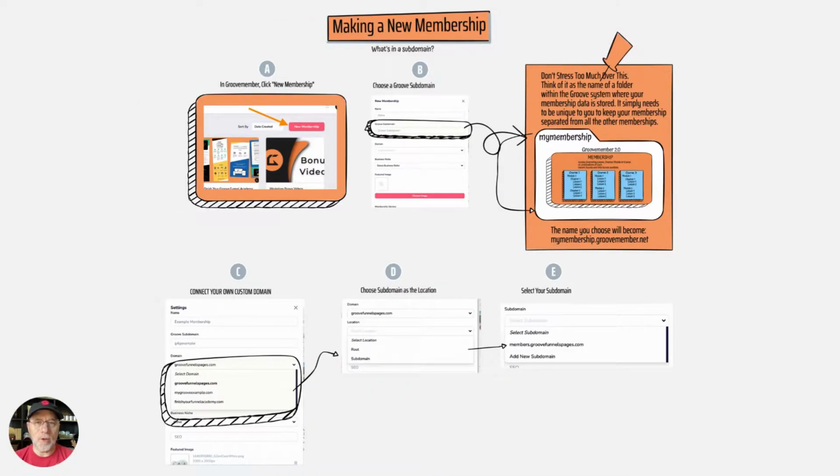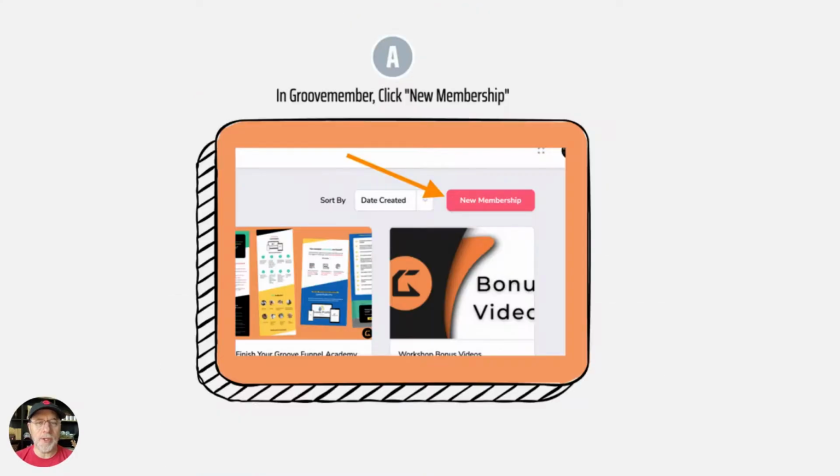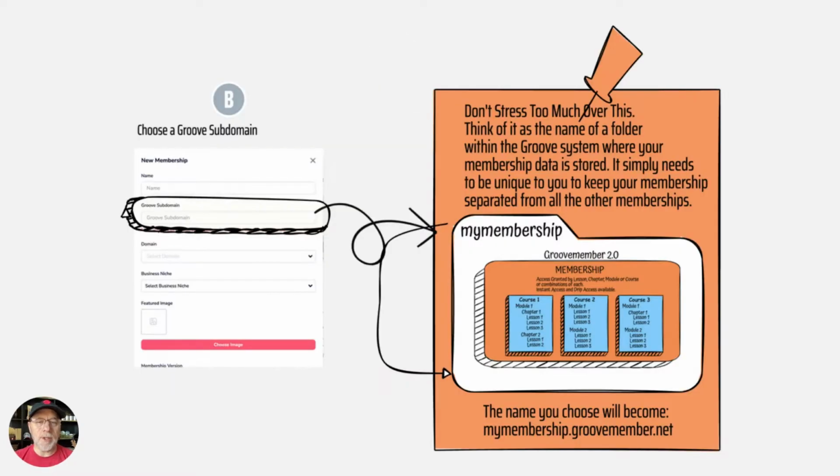So first of all, before you select your subdomain, before you even work with this, you have to create your membership. And so within groovemember, you're going to go to new membership and click that button. And that's going to bring you back to a place where you can start to fill out the information about your membership. And you can see on the screen now that there's the first thing. You put your name in, and then there's the information.